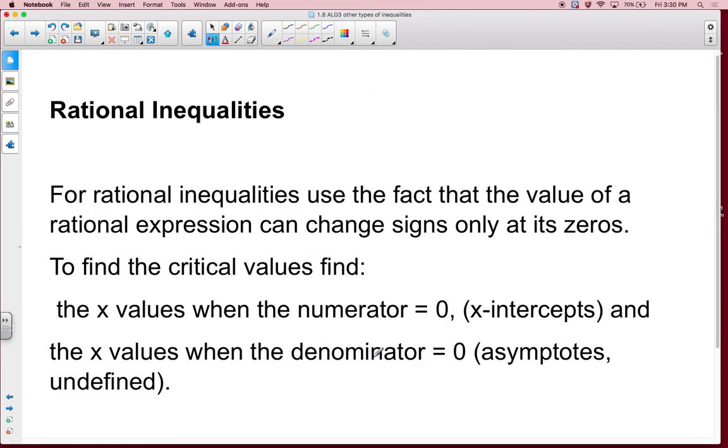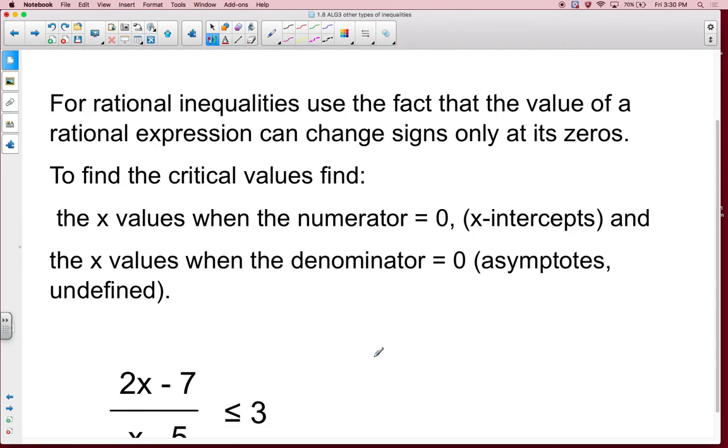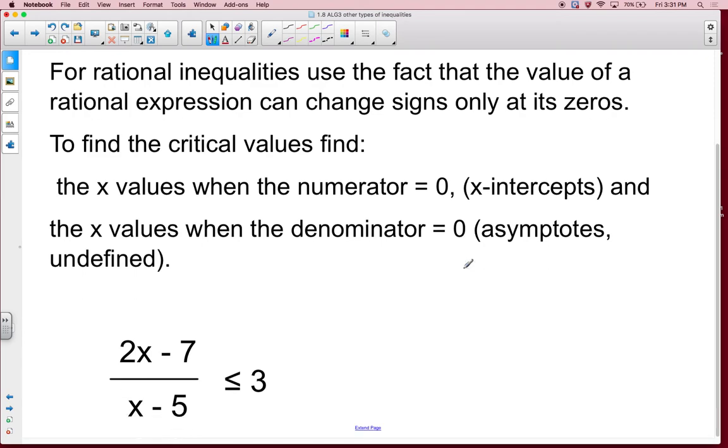Moving on, rational inequalities. Make sure we read this. X values when the numerator is equal to 0. X values when the denominator is 0. So when you set the numerator equal to 0, that's finding the x-intercepts. The denominator equal to 0, that's finding your asymptotes. So if we subtract 3 here, I have 2x minus 7 over x minus 5. I'm going to subtract 3, put it over 1, and that's less than or equal to 0.